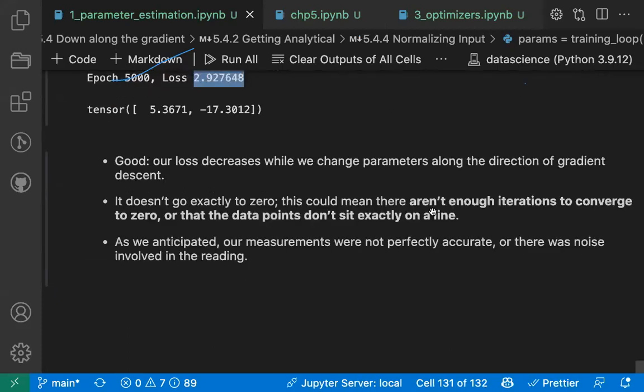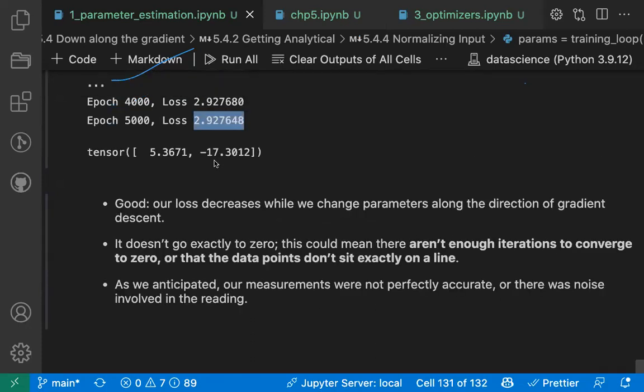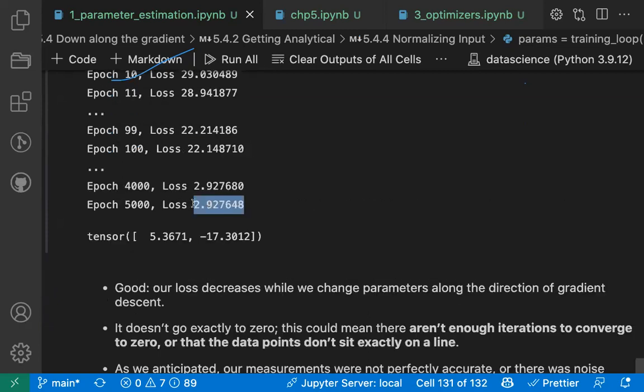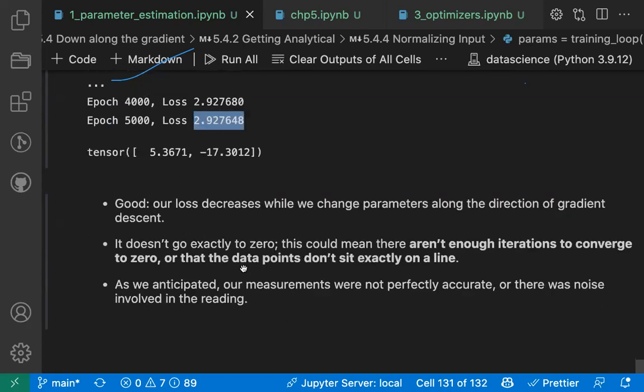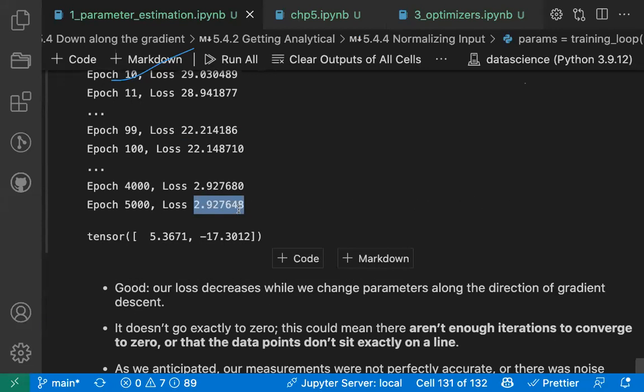If it does not go to 0, there are a lot of possibilities. Number one, you don't have enough iterations. Maybe now we have 500. If we do 1,000, the loss will continue to go lower. Or the data points do not sit exactly on the line. Another scenario is that your measurement is not perfect, so you may not have your loss exactly at 0.